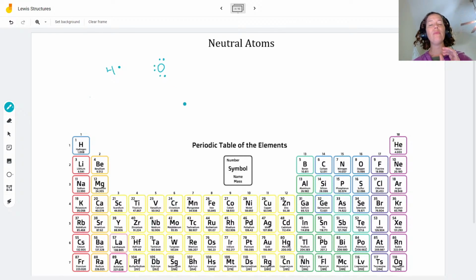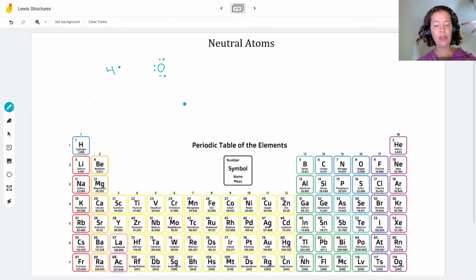Now, you don't have to do this, and sometimes you will see people who don't do this, but I think it carries forward into doing Lewis structures for molecules a little bit better because then you're used to keeping your electrons in pairs, which is something we definitely want to do.